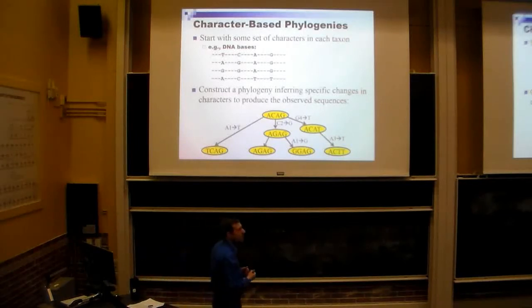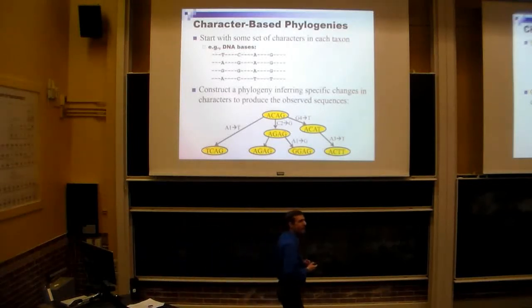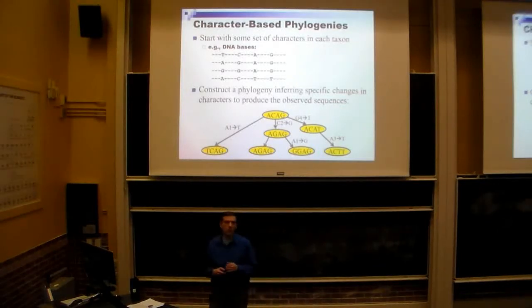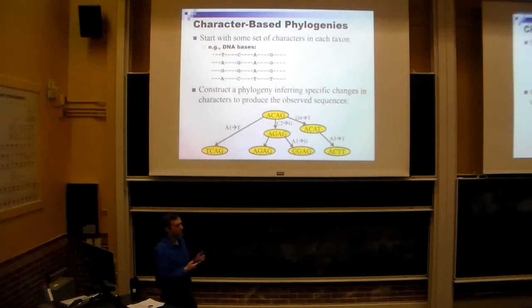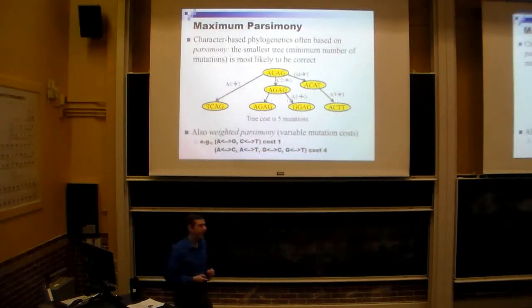All right, so these characters could be morphological traits. It could be your character is the appearance of fur or feathers or egg laying or whatever, but normally these are going to be genetic data like this.